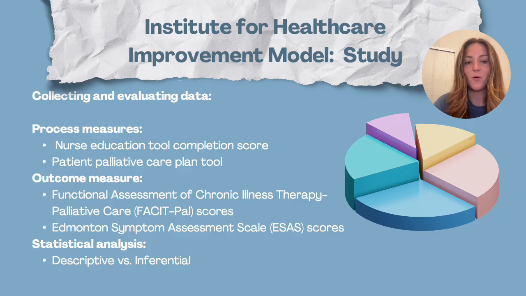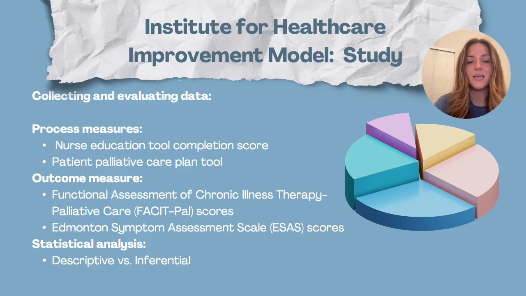As I mentioned before, nursing staff participating in the quality improvement project must complete a 2-hour education tool on palliative care and score a 90% to pass. In order to evaluate these scores and to gauge the preparedness of the staff, descriptive statistics will be used in the form of mean and standard deviation. Standard deviation will tell us how spread out the scores are from the mean, with a larger value meaning greater variability.